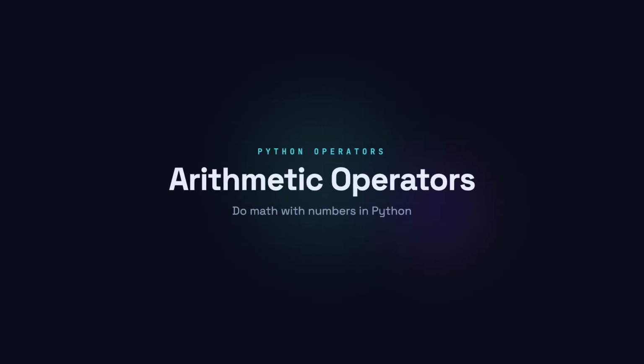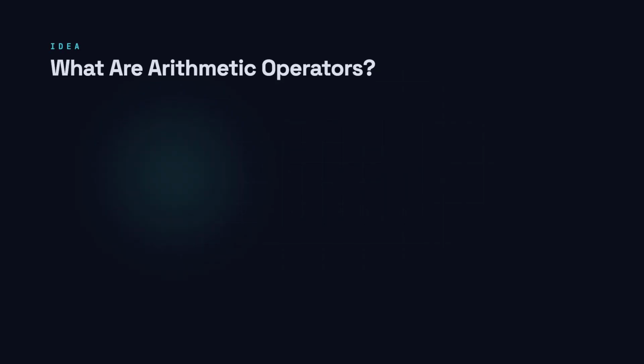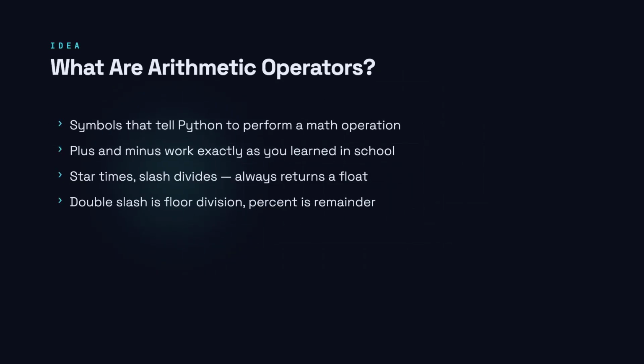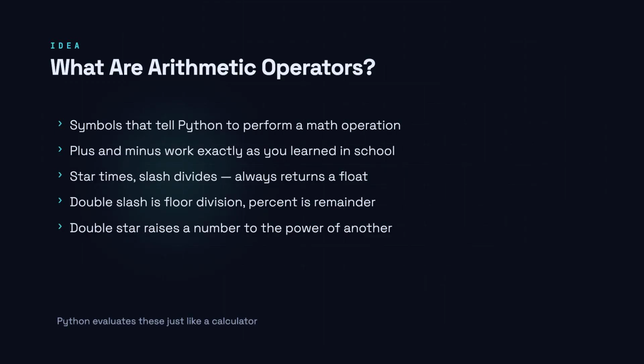In this video we cover arithmetic operators, the symbols Python uses to do math. Whether you are adding prices or calculating distances, these 7 operators are the building blocks. Arithmetic operators are special symbols that instruct Python to perform calculations. There are 7 of them, and together they cover everything from basic addition to exponentiation.